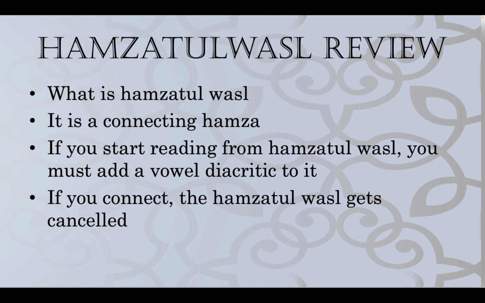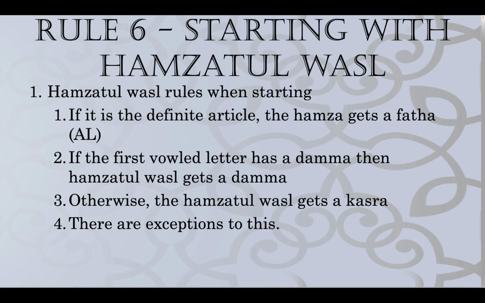But if you start reading from a word, whether it's at the beginning of a verse, or if you had to stop and you're continuing from the middle, but you happen to continue from a word that contains a Hamzat al-Wasl, then you must add a vowel diacritic to it. Which vowel diacritic you add is what we're going to talk about, which is rule number 6, starting with Hamzat al-Wasl.